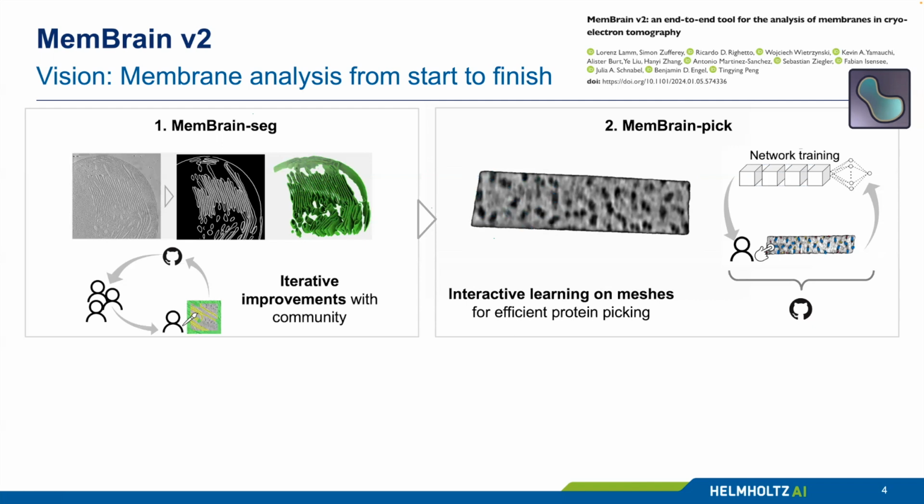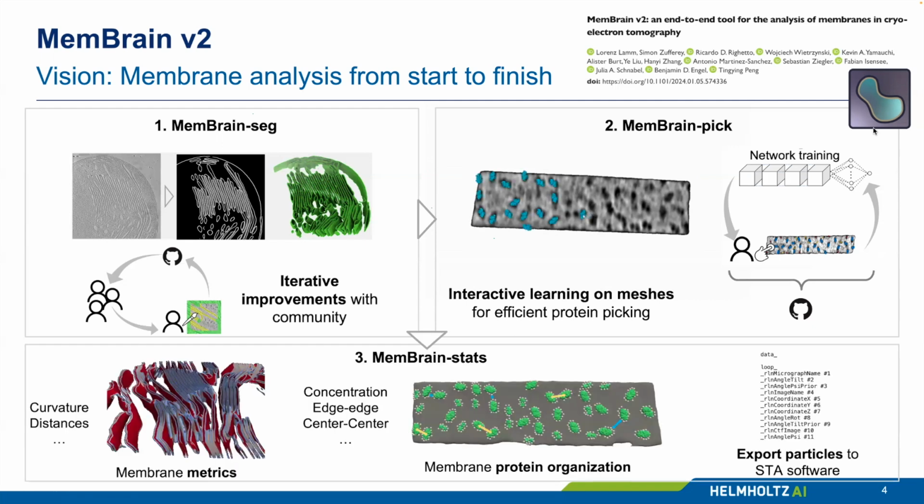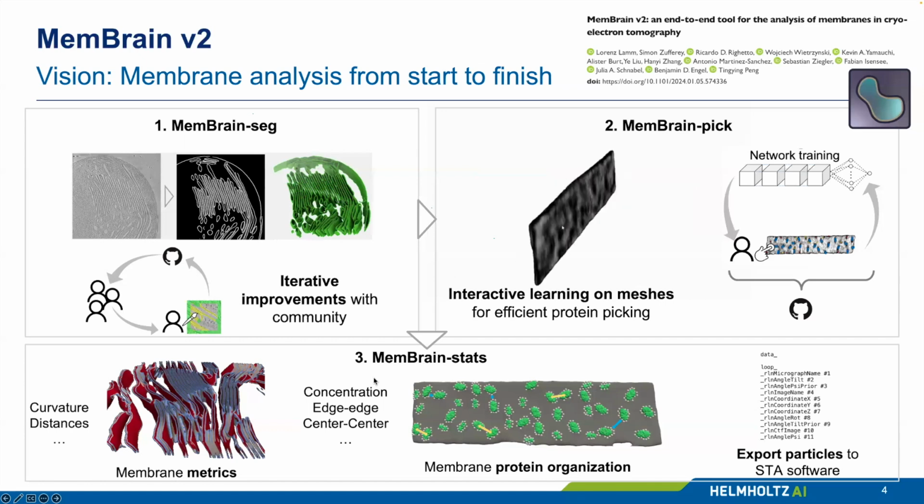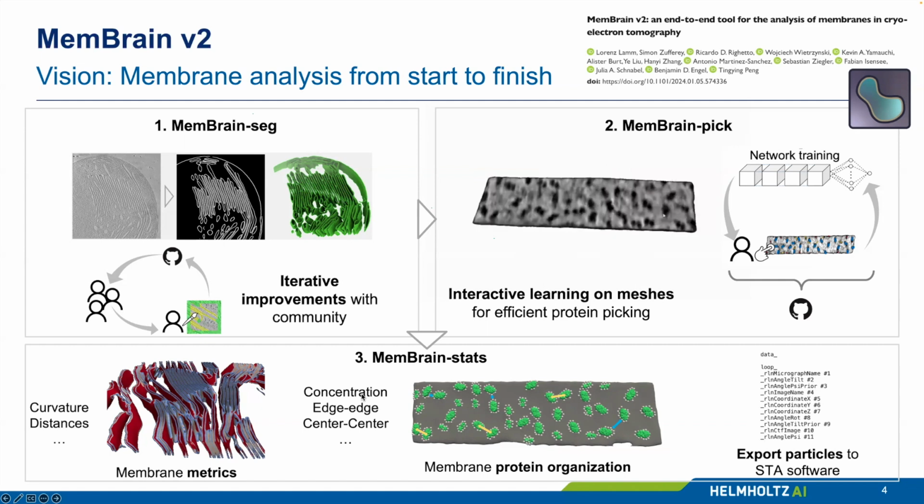And as a third module of the Membrane V2 environment, we want to have Membrane Stats, which basically takes the outputs of these first two steps of Membrane Seg and Membrane Pick and outputs some statistics based on them. So maybe some easy statistics like protein concentrations or center to center nearest neighbor distances between protein locations. We just want to put out some easy statistics there.